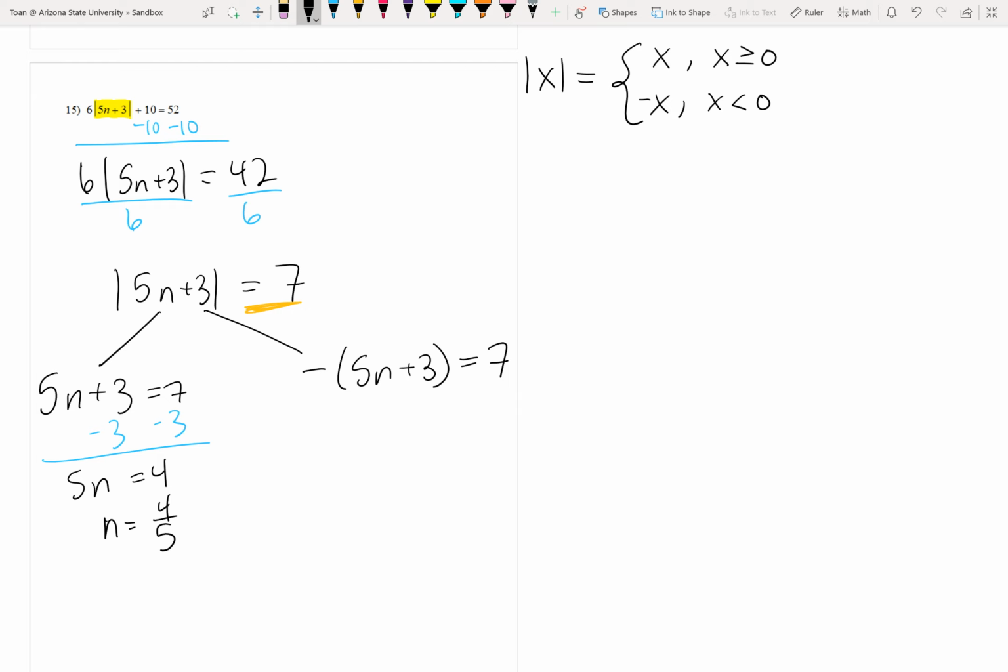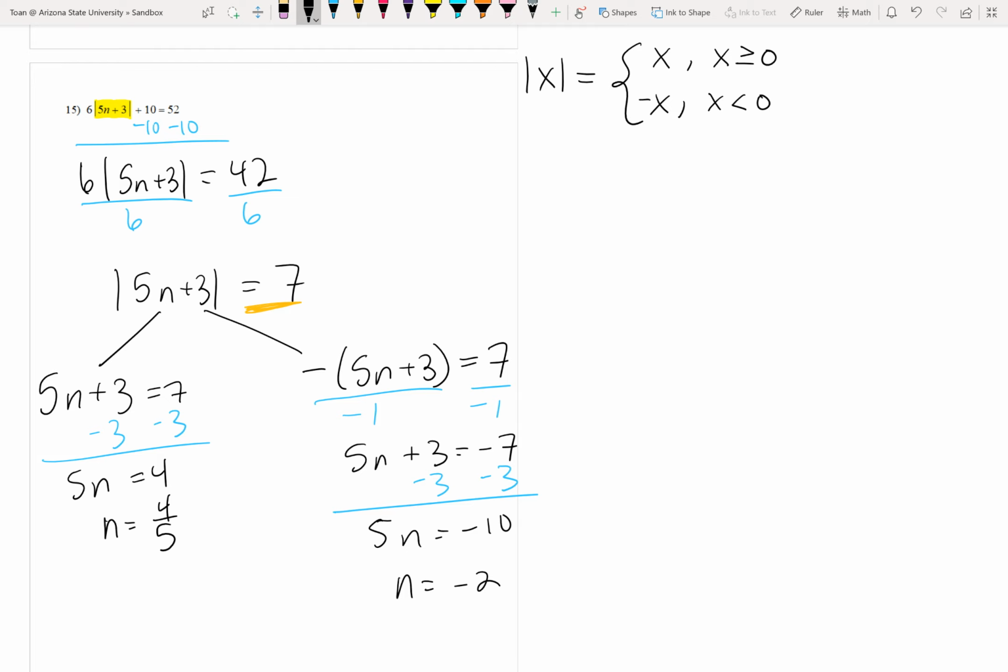You can go ahead and work the right equation. You can distribute the negative in, or what I like to do is divide out the negative 1 just so that my solving steps will be the same as the left equation. 5n plus 3 equals negative 7. That is to say, to solve for n, I'm going to subtract 3. 5n equals negative 10. Divide out the 5, giving you n equals negative 2.